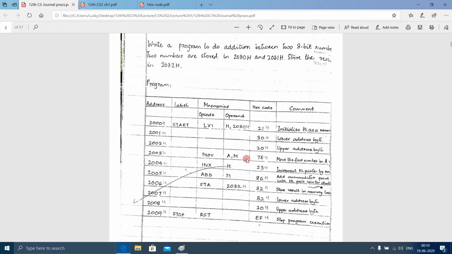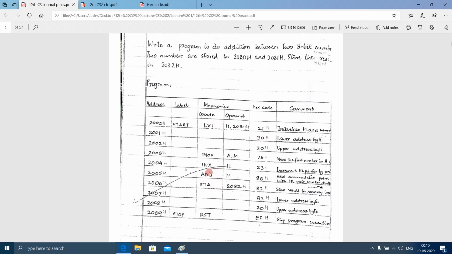Is there 7E? Yeah. There is no hexadecimal number specified, so this is a 1 byte instruction. Only 7E is needed. LXI H, 2030H is a 3 byte instruction, because it requires 3 bytes to represent this instruction.